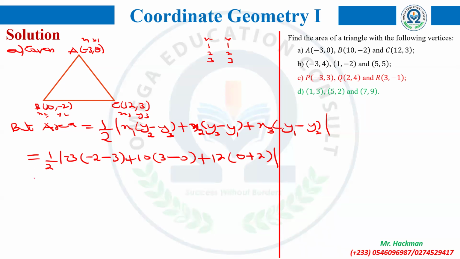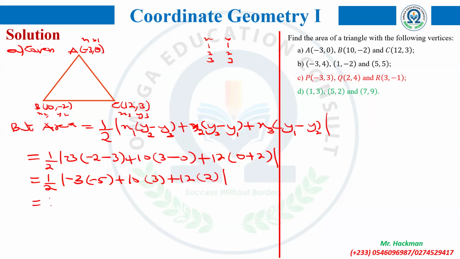Okay, so at this point, we are going to get half out, absolute value again. Come and work with what you have in the bracket first. So minus 3, then minus 2 minus 3 will give us minus 5. Then plus 10. Then 3 minus 0 will give you 3. Then plus 12 into 0 plus 2 will give you 2. Then you close your absolute value.